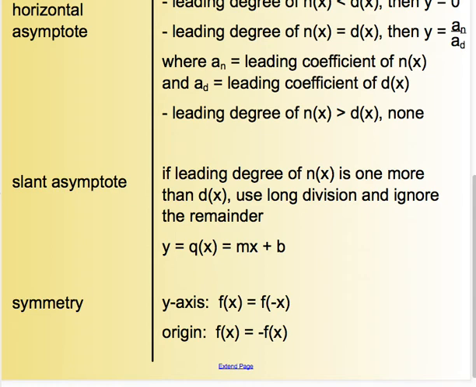So in this lesson, we're going to take a look at focusing on slant asymptotes. This is the same vocab sheet from yesterday if you want to pull it up and make some notes.